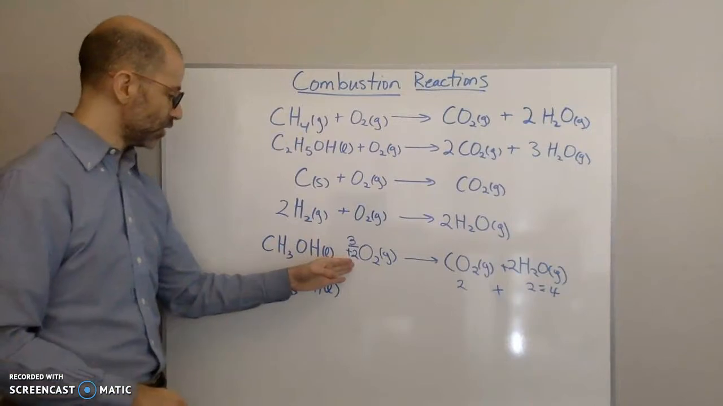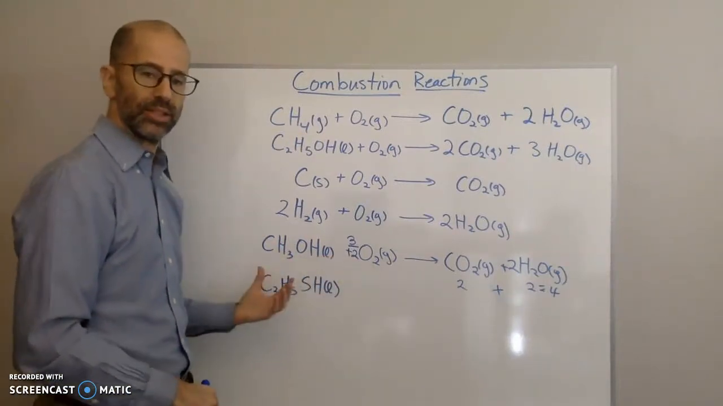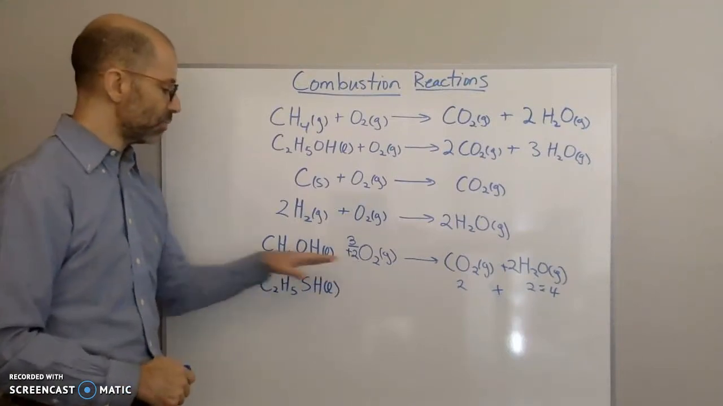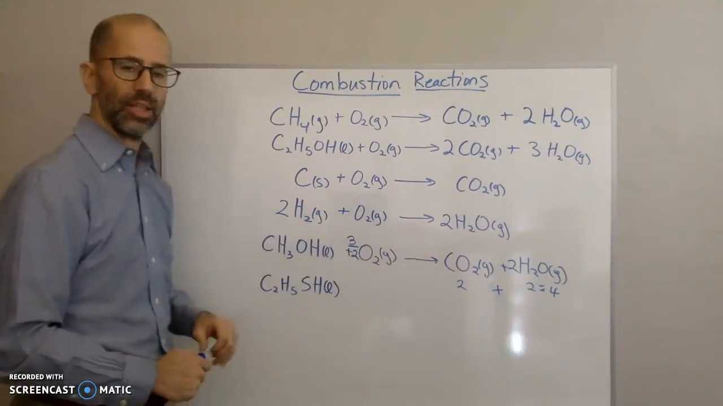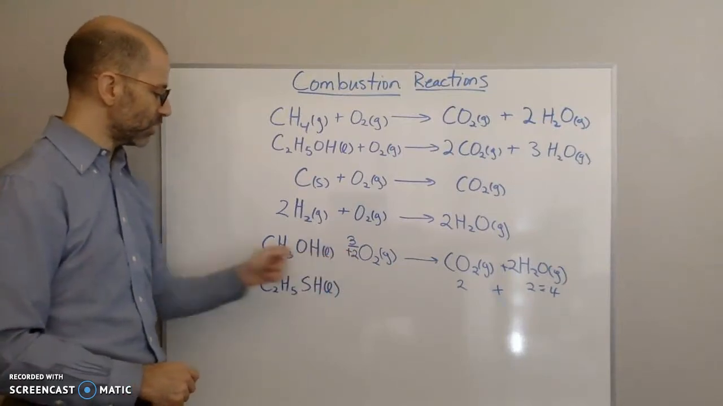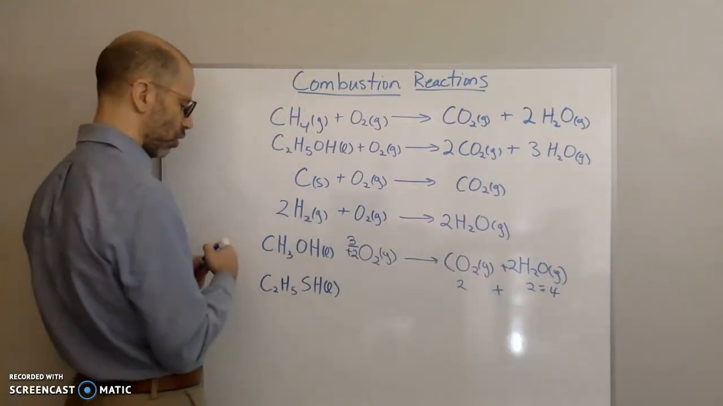So I have a fraction there which allows me to balance the equation, which is fine. But now I have to get rid of the fraction without unbalancing the equation. So I need to multiply by 2 to get rid of the fraction. So I multiply everything by 2. So I'm going to multiply all the coefficients by 2.